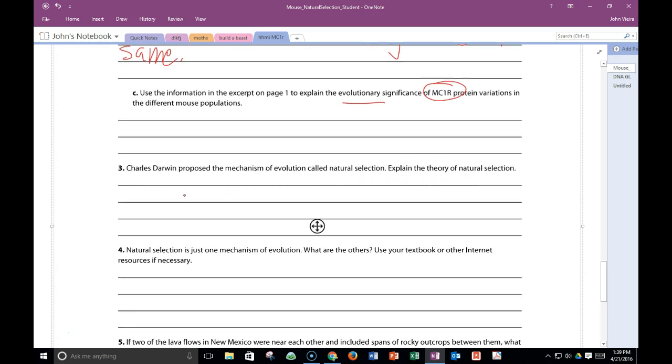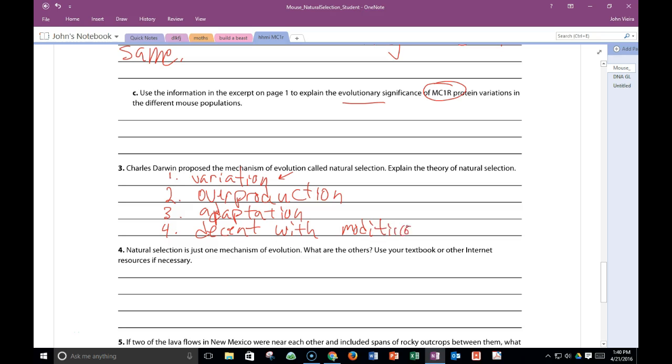Explain the theory of natural selection. Remember, guys, there's two observations. In all populations, we have variation, and we have overproduction of offspring. Overproduction of offspring, that causes a fight for survival. Some of those members that have variation are going to have better adaptations. And over time, the descendants are going to look like those parents that have those adaptations. We call that descent with modification. Explain each one of these in a sentence.